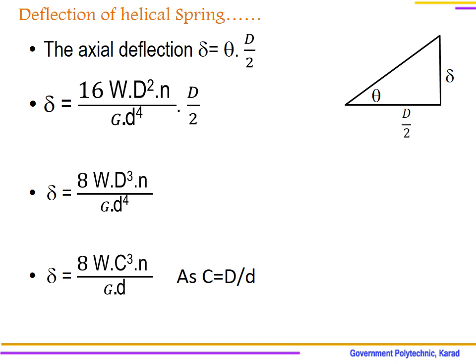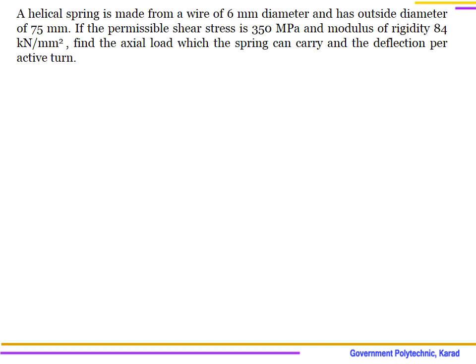Let us replace capital D by small d times c. So we get one more relation: delta is equal to 8W c cube n upon g d. To find deflection, we will be using this relation. Now we will be solving a problem based on both.